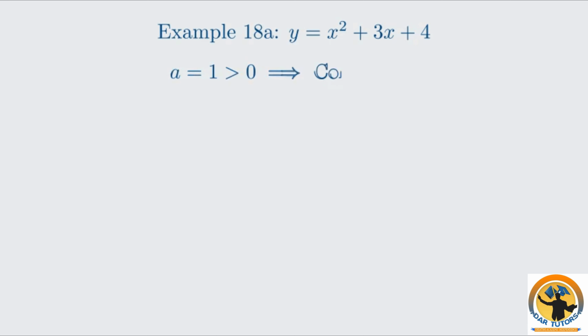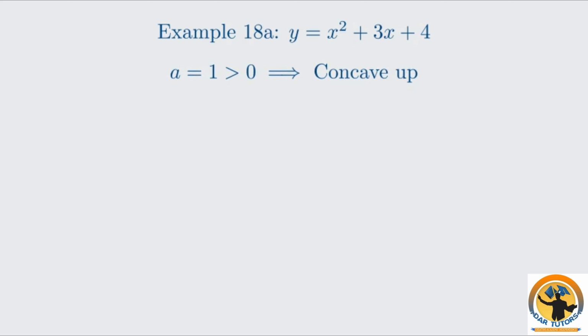Let's use the discriminant to determine the relationship between a graph and the x-axis. Consider the function y equals x squared plus 3x plus 4. First, let's check the coefficient, a. Here, a equals 1, which is positive. This means the parabola opens upwards. A equals 1 is greater than 0, so the graph is concave up.